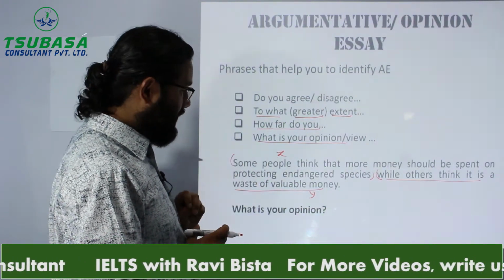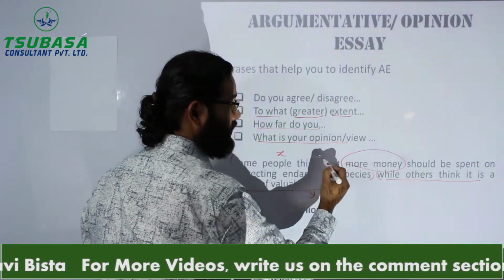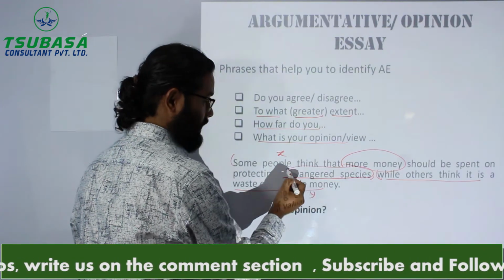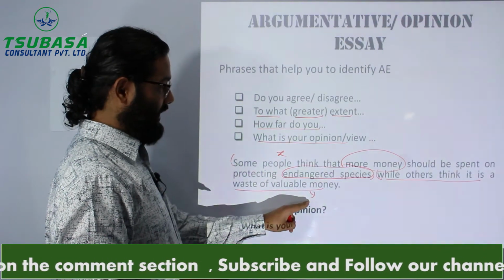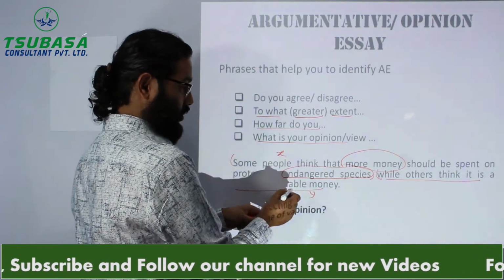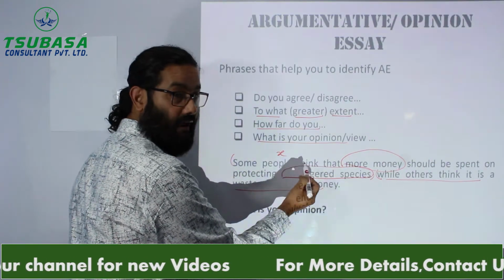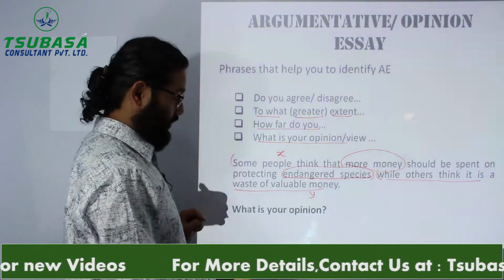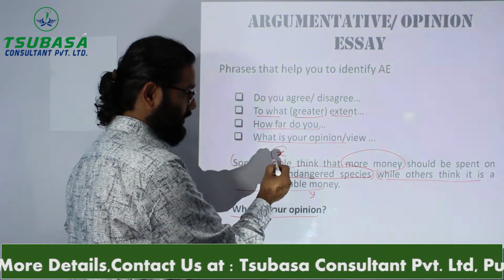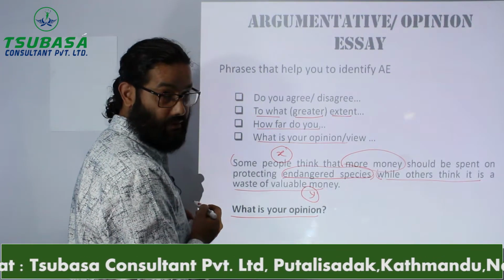So what does X say? That more money should be spent on protecting these endangered species. And what does Y say? Whatever X people think about is actually a waste of valuable money. Now, it says, what is your opinion? So, would you like to go with the view of X or would you like to go with the view of Y? That is what you're going to write down.